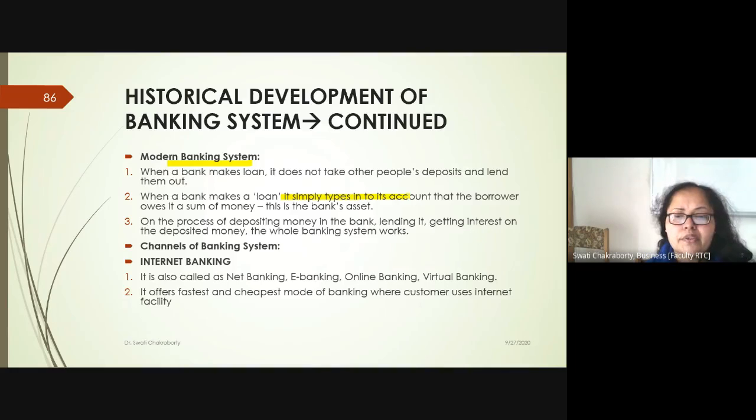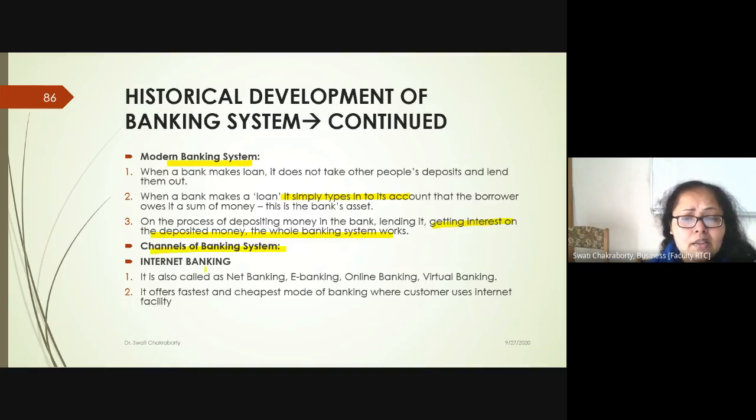So, in the process of depositing money in the bank, lending it, and getting interest on the deposited money, that's how the whole banking system works, right? Money is deposited and then lent to someone else. Money as such is not given; it's on paper that it's being done. And that's how the banking system works.